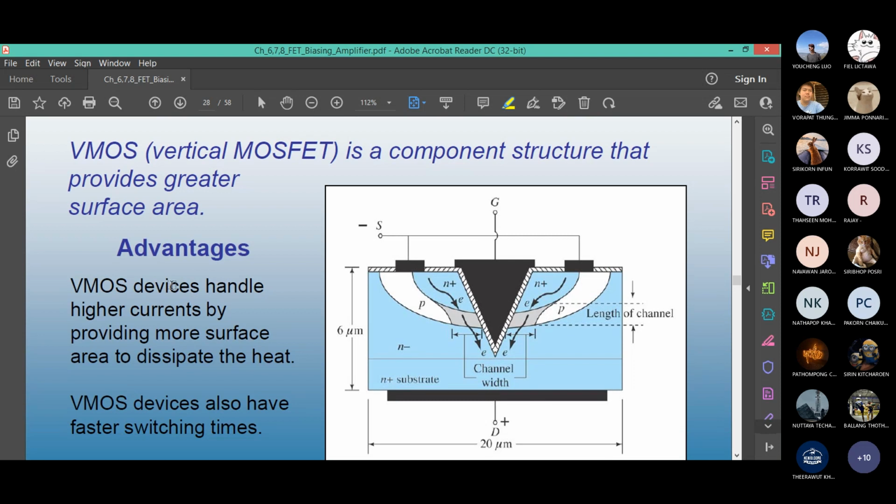What are the advantages? A vertical MOSFET provides a greater surface area for conduction. You have more carriers. For an N channel or N substrate, you'll have more electrons that can take part in conduction. If you have a P substrate vertical MOSFET, you can have more holes.